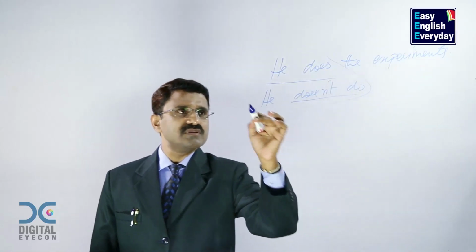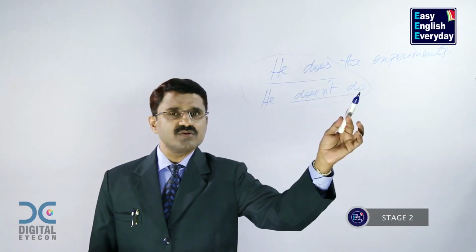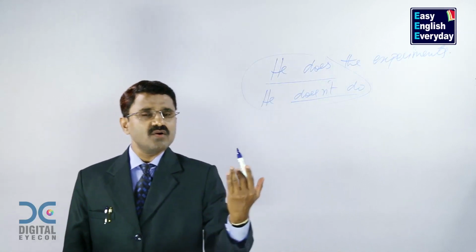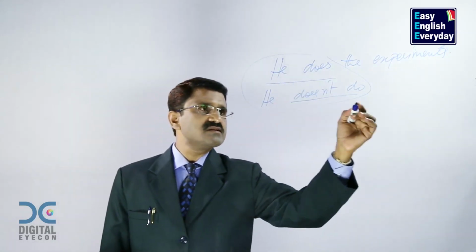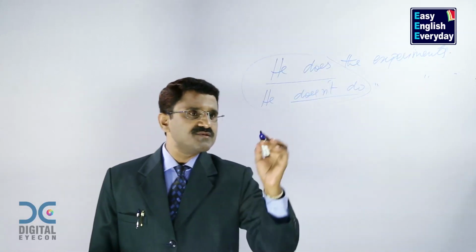Now, this is very important. He does, he does not do. He does, he does not do. Repeat 10 or 20 times till you feel comfortable with it. He does the experiment, he does not do the experiments.